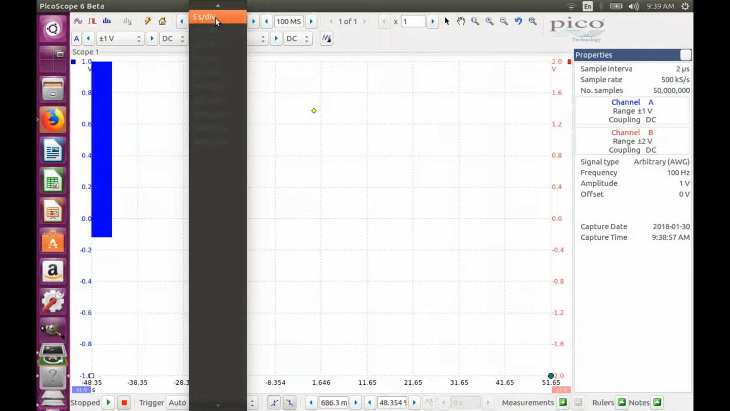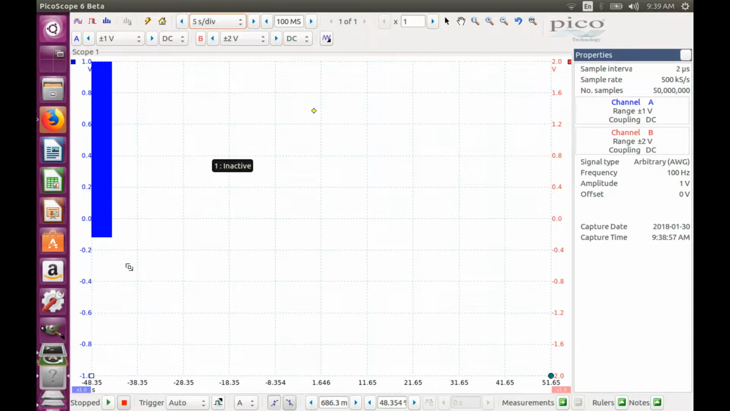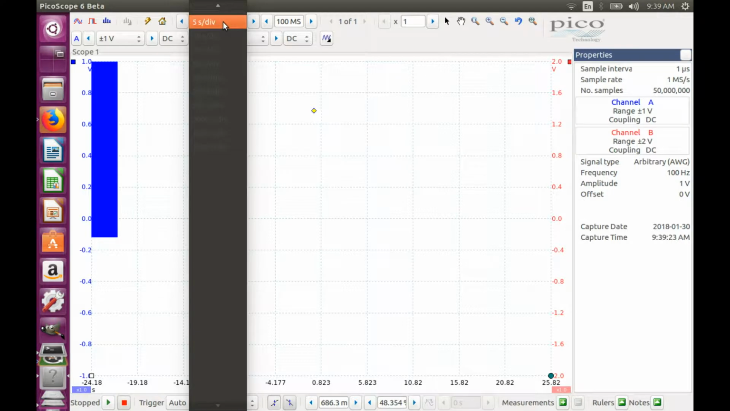If you are using 5 seconds per division, it's still going to sample at 1 megasample per second. So just like here. So what it means is that we can still use two channels in the streaming mode and get a sample rate of 1 megasample per second if we are using anywhere between 200 milliseconds per division to 5 seconds per division time base. So good to know.